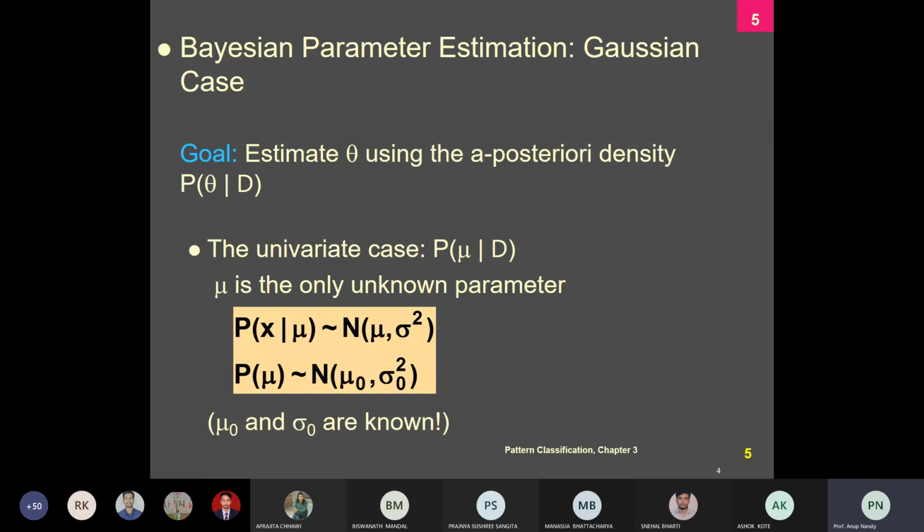So I am representing mu as a prior density, that is P(mu). If you are assuming that it is a prior density, obviously it follows a distribution, so it will have a mean and variance, mu naught and sigma naught square, where mu naught is a base prior guess for mu, and sigma naught square measures our uncertainty about this guess.